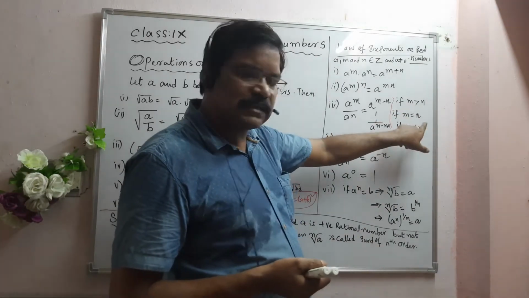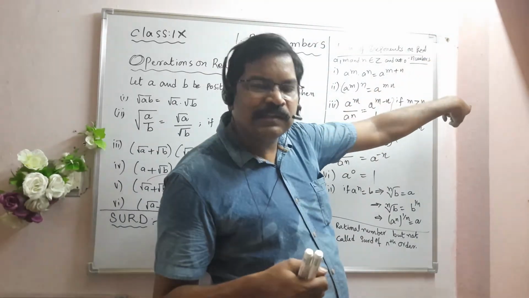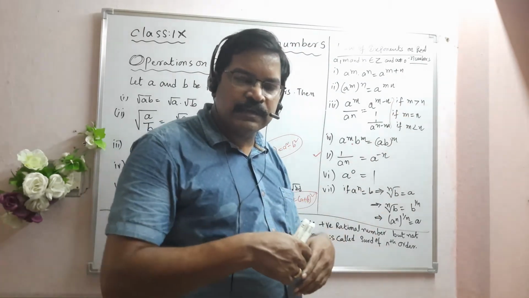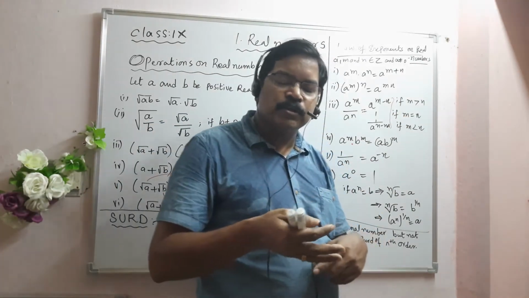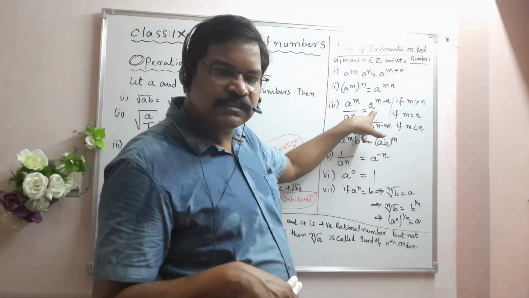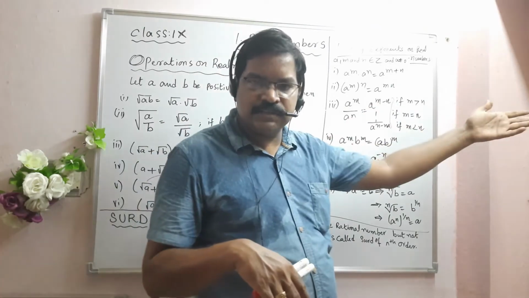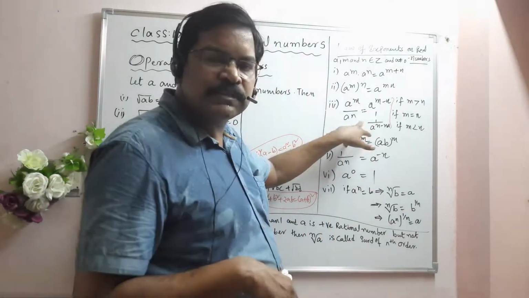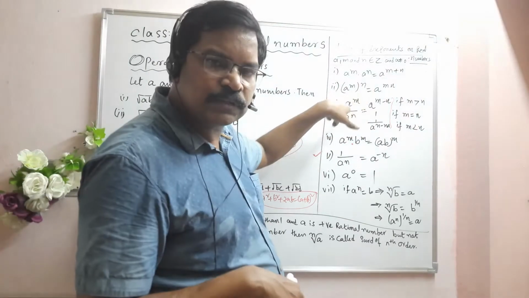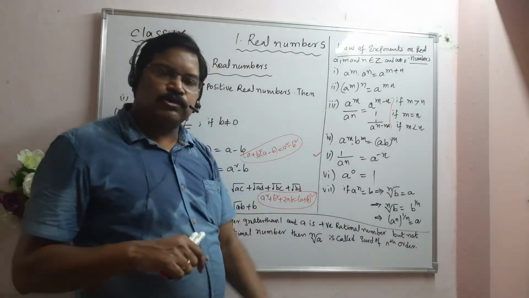Here, three cases. If m is greater than n, that means the power in the numerator of the base is greater than the power in the denominator of the base, then the result is a to the power of m minus n. If both are equal, the result should be equal to 1. Why? A power m, both get cancelled, that is equal to 1.